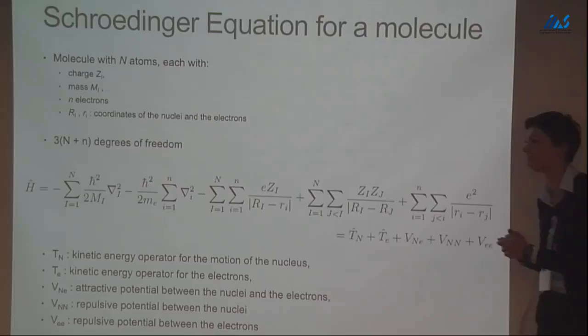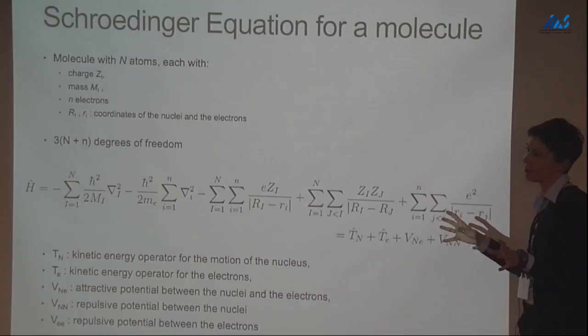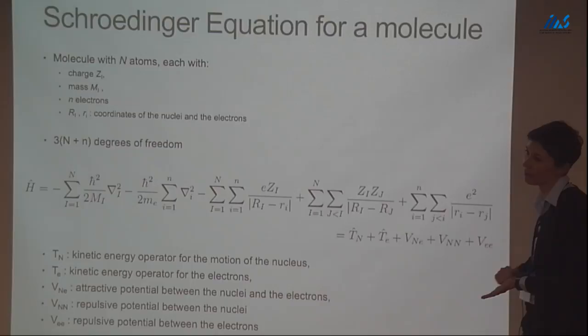Yes? In those dimensions, J's are going to infinity, or to what particular number? No, this is a particular number, and actually it depends on the number of electrons that you're considering, which means it depends on the number of atoms that you have.